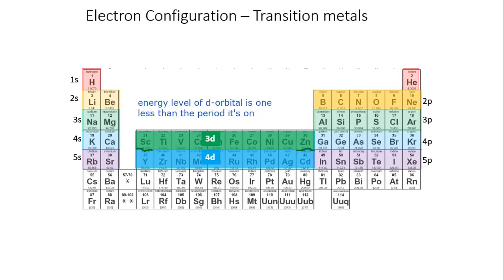So right here, the lanthanide and actinide series, these are your f orbitals. Notice they come before the d orbitals. So again, these are the f orbitals. That's where they come in.